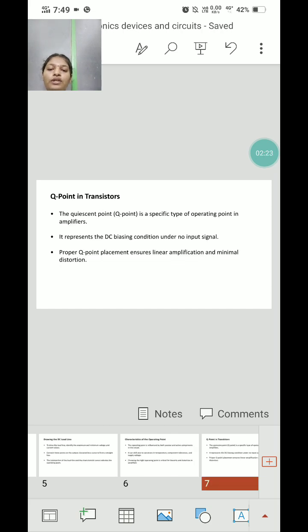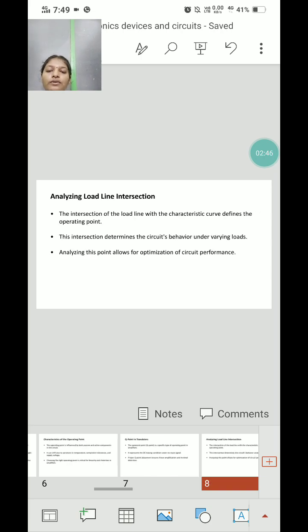Next, we can go through the Q point in transistors. The Q point is a specific type of operating point in amplifiers. It represents the DC biasing condition under no input signal. Proper Q point placement ensures linear amplification and minimal distortion.